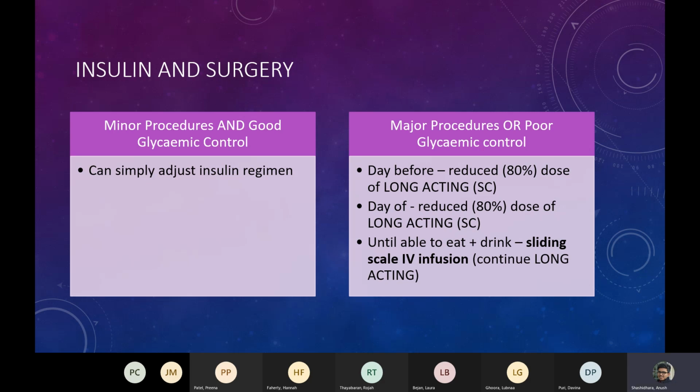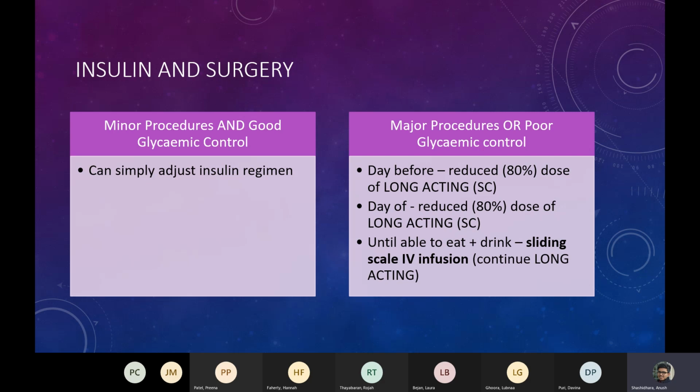So you can think about it in terms of minor procedures where patients have good glycemic control, or you can think about it as major procedures or minor procedures with poor glycemic control. So if someone has bad glycemic control, you're going to manage them as a major procedure regardless. If it's a minor procedure and the patient is really on top of their insulin management, you can sometimes just adjust their regimen. You can change a few things here and there. I wouldn't worry too much about that. That's not the bit that they can examine you on, because I don't know the answer.